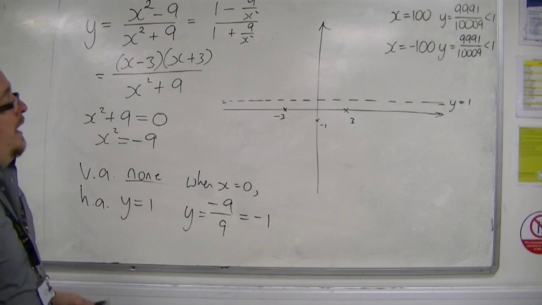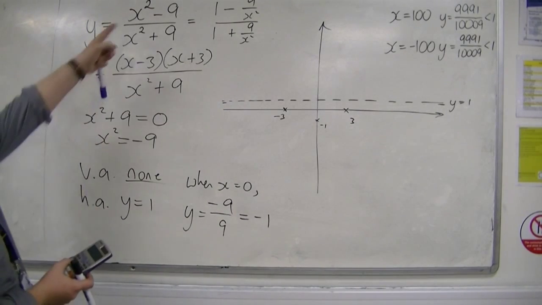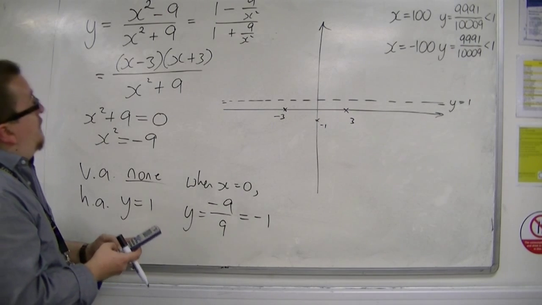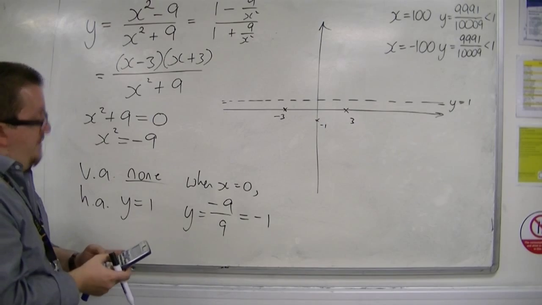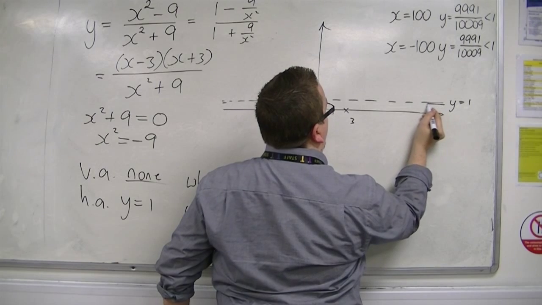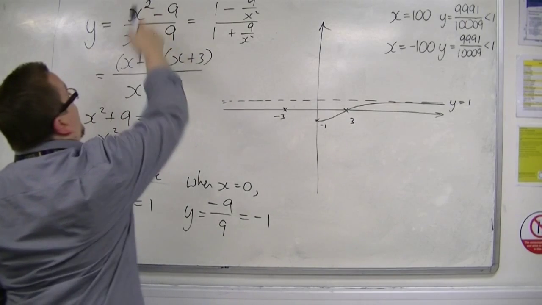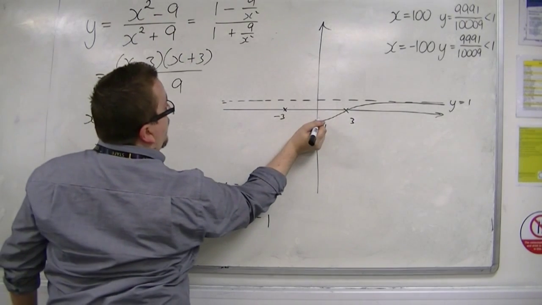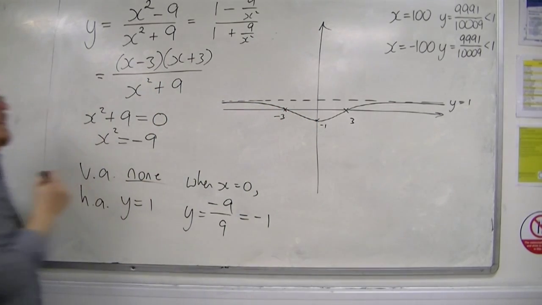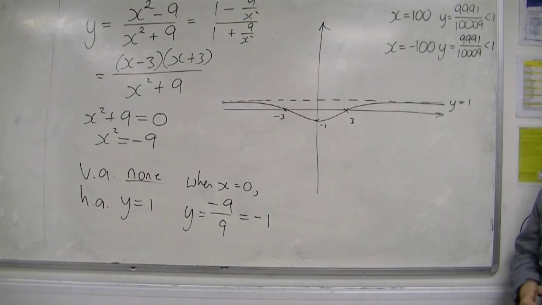I could try x is equal to 5, for example, and we'll get 5 squared take away 9 over 5 squared plus 9. Okay, so we get 25 take away 9 over 25 plus 9, which will be less than 1. So I would then be assuming that the curve must look like this. Because we've got x squared minus 9 over x squared plus 9, it must be symmetric. And so the curve would look something like that. Okay, and that's the best I can do.